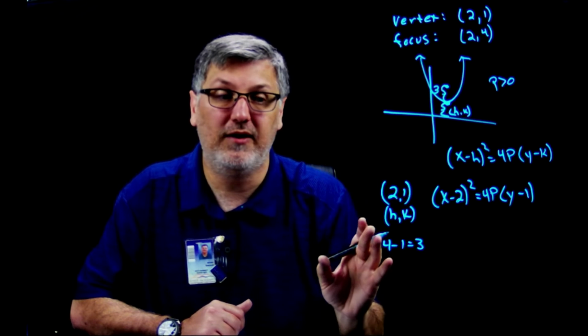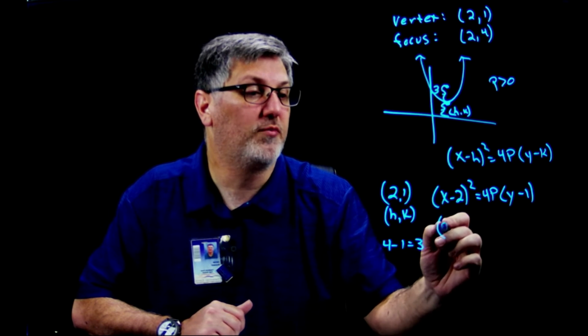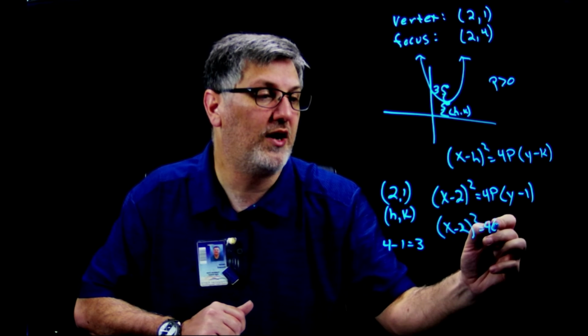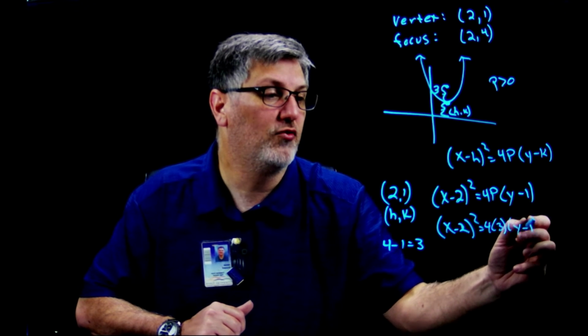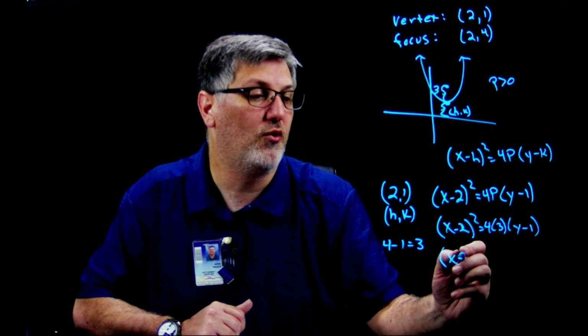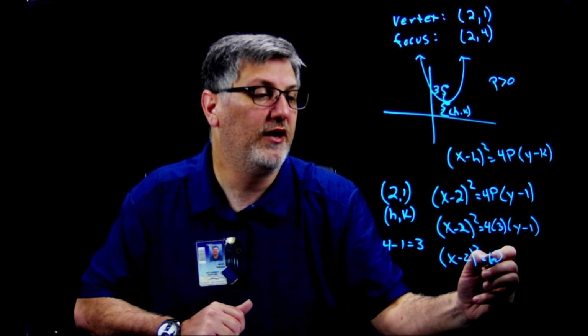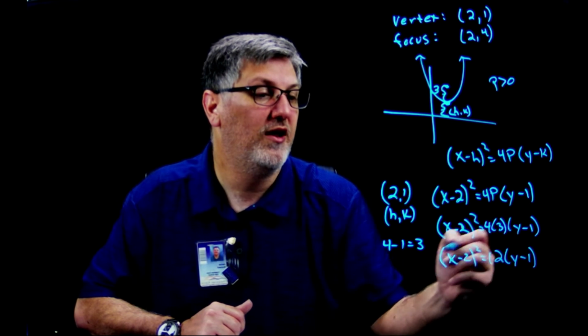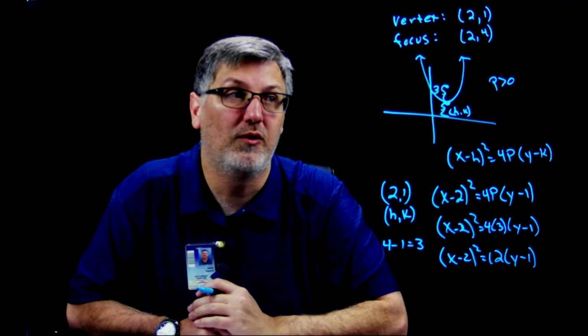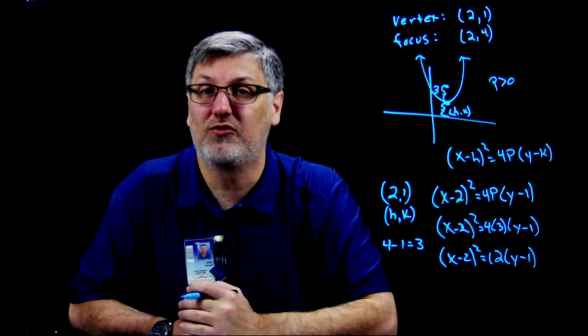So that's my p. Now, to finish my formula, I'm going to do (x − 2)² = 4 times 3 (y − 1). Here, don't leave this as 4 times 3, multiply it out, and your formula is (x − 2)² = 12(y − 1). There is your formula that's going to have a vertex at (2, 1) and a focus at (2, 4). And this is actually a rough sketch of what it's going to look like.